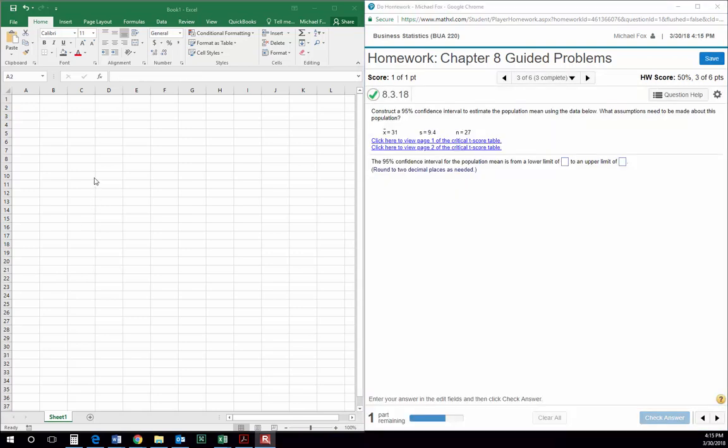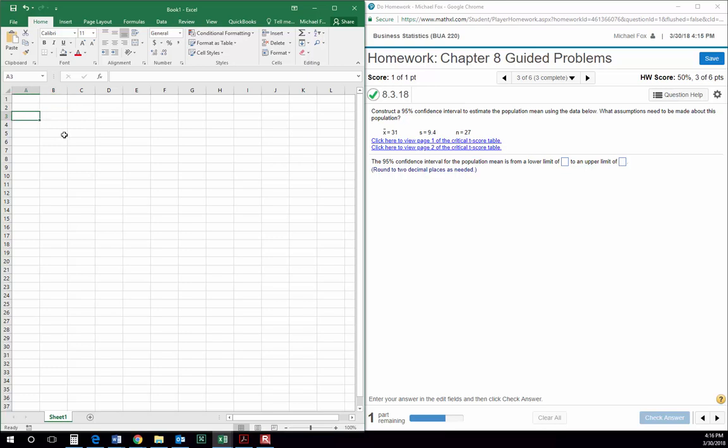So question 3 is similar to question 1, except now we don't know the population standard deviation. It tells us to construct a 95% confidence interval to estimate the population mean using the data below, and then it asks us what assumptions have to be made. Because we don't know the population standard deviation, but we do know the sample standard deviation, s, instead of using the normal curve, we can approximate using the student's t-distribution, which, if you remember from earlier, is a wider, flatter distribution, which is going to give us a larger confidence limit than if we knew the population standard deviation and could use the normal curve.